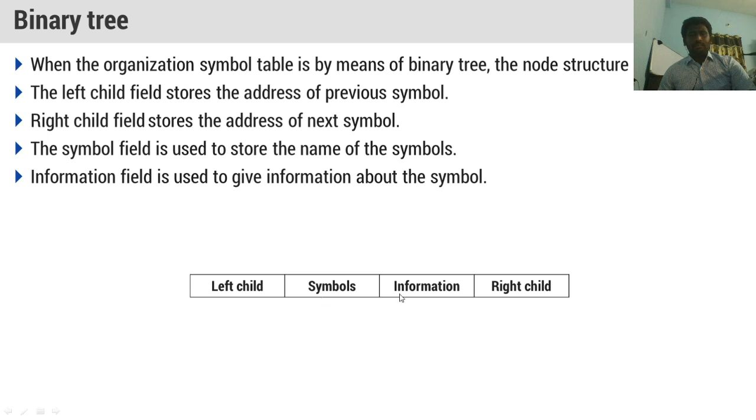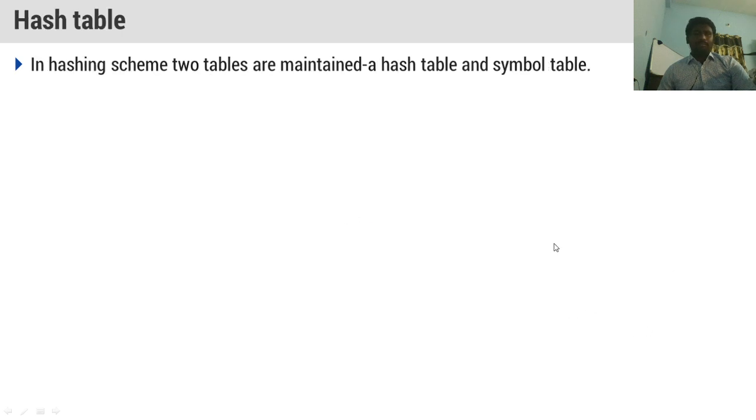Left child, symbols, information, and right child. The left child stores the address of the previous symbol. The right child stores the address of the next symbol. The symbol field is used to store the names of the symbols. The information field is used to give information about the symbol.